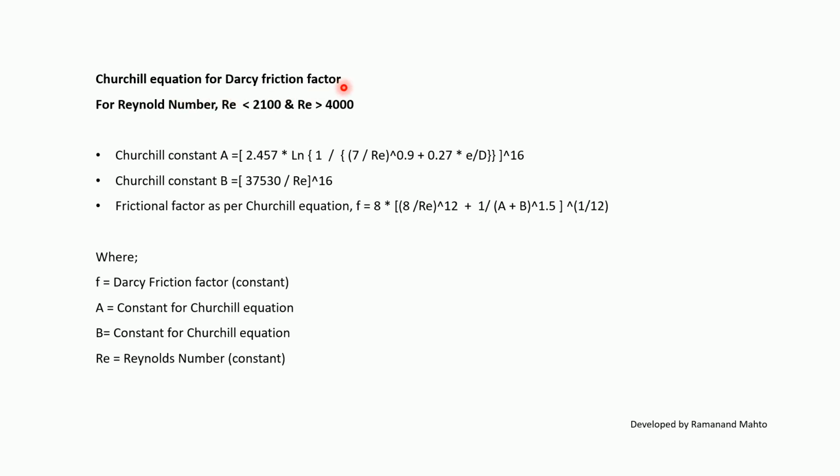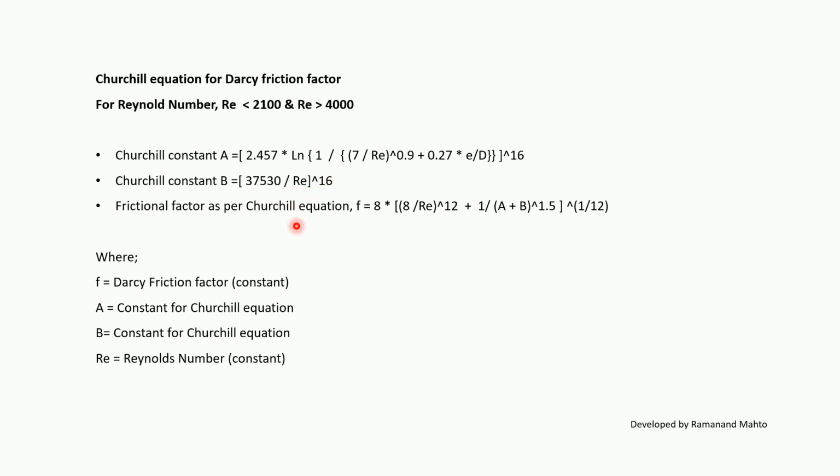Churchill equation for Darcy friction factor for Reynolds number less than 2100 and greater than 4000. Churchill constant A is equal to 2.457 into natural log ln into 1 upon (7 by Reynolds number)to the power 0.9 plus 0.27 into small e upon capital D, bracket close, to the power 16. Churchill constant B is equal to 37530 upon Reynolds number to the power 16.